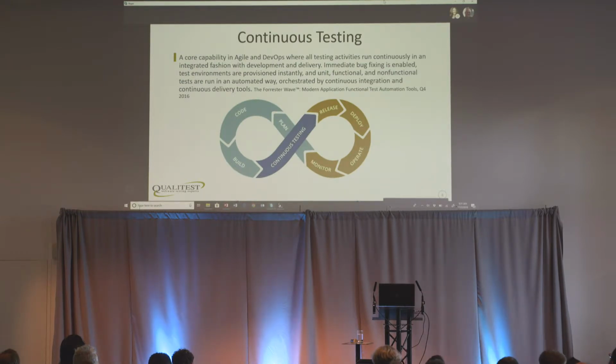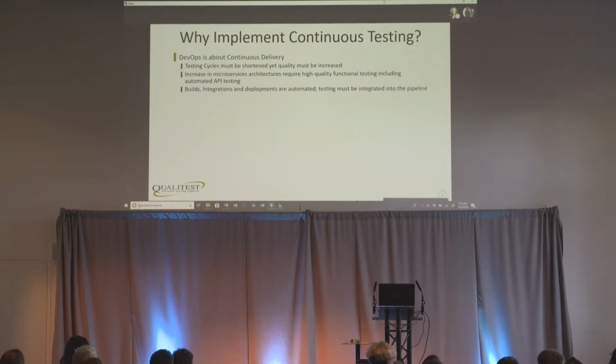Well, it's a capability in Agile and DevOps where all test activities run continuously in an integrated fashion with development and delivery. Immediate bug fixing is enabled, test environments are provisioned instantly, and unit, functional and non-functional tests are run in an automated way, and it's all orchestrated by continuous delivery and continuous automation tools. Well, that's kind of a mouthful, but it's an approach to managing business risk.